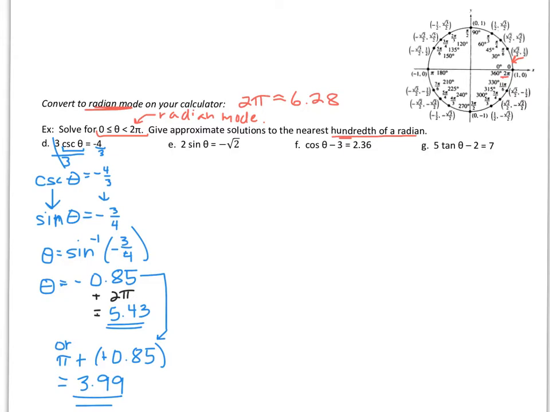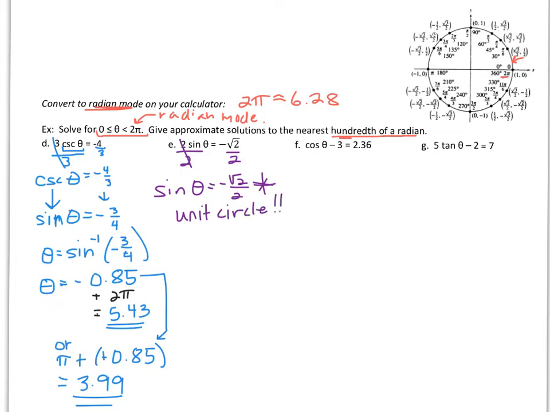Let's try E. 2 times sine theta equals -√2. At least we have sine this time. That's kind of nice. But we need to isolate the trig term. Let's divide both sides by 2. Like so. We have sine theta equals -√2/2. We should put a little star on this problem, and hopefully you recognize -√2/2. That's from the unit circle. It's one of our 16 specific locations.